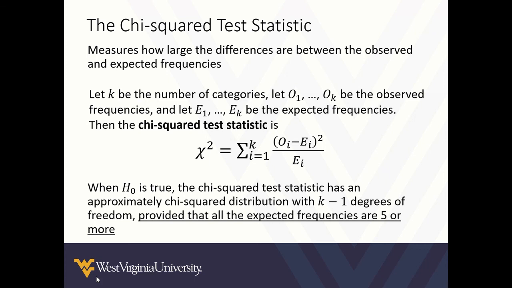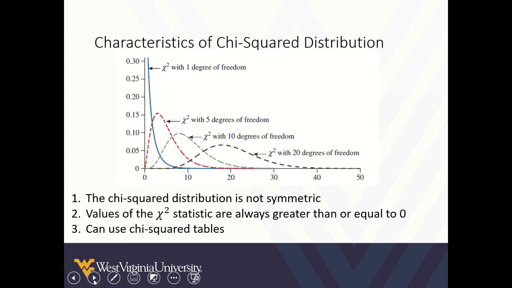And this is provided with the assumption that the expected frequencies are at least 5 or more. Think of this in the same sense of the binomial distribution, where we must have had at least 5 successes and 5 failures. And if you need a brief review, this slide was to remind you of the characteristics of our chi-squared distribution.